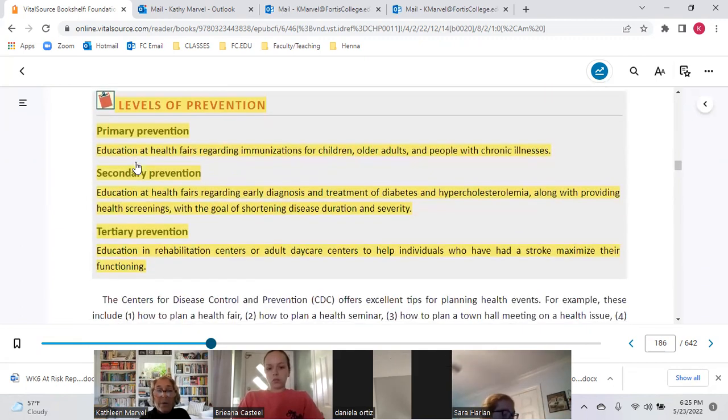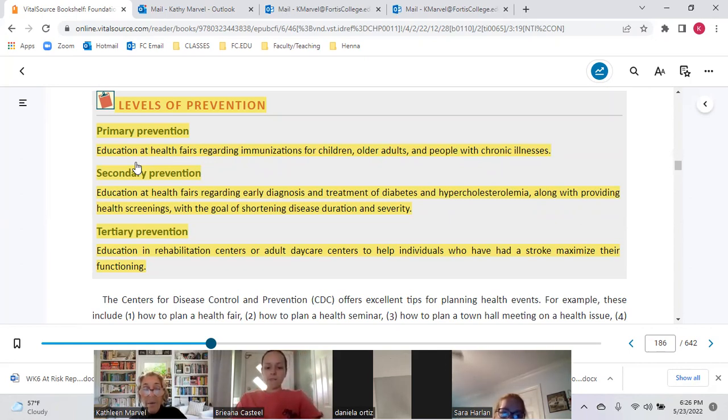And here are our levels of prevention. Let's go through these and make sure we understand them. At primary, and again, this is education, developing education programs: education at health fairs regarding immunizations for children, other adults, and people with chronic diseases or older adults. Do we all understand why that's primary? Because we're taking the opportunity to teach about immunizations for kids, older adults, and people with chronic illnesses.